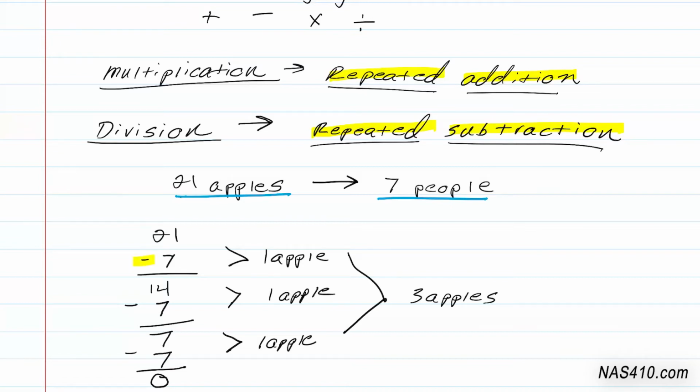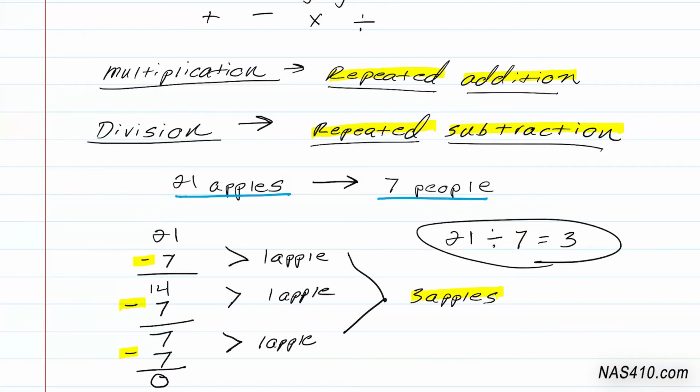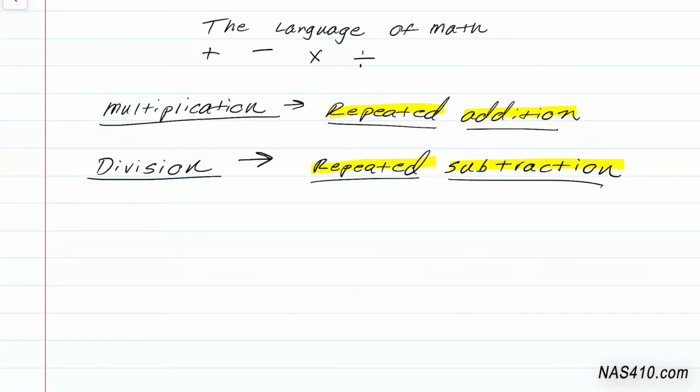And so essentially what I've done here is repeated subtraction over and over and over until everybody got an even distribution of apples. Now, mathematically, I could represent this by saying 21 divided by 7 equals 3. This is the mathematical way of representing what I just did here. So just as addition and subtraction are inverse operations, multiplication and division are inverse operations. And so the opposite of multiplication is division, and the opposite of division is multiplication.